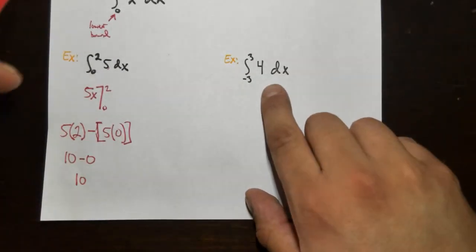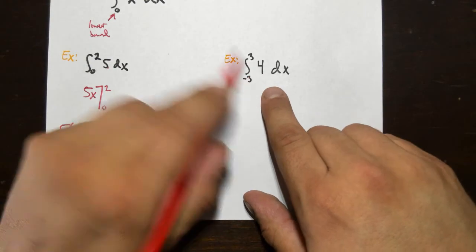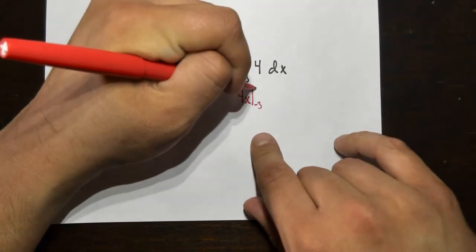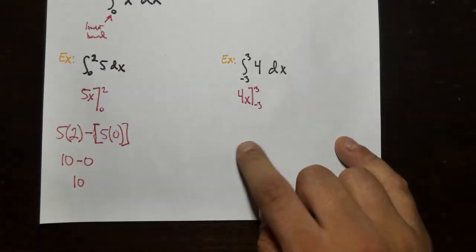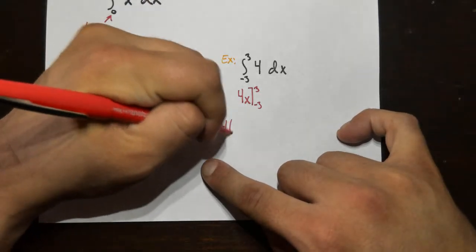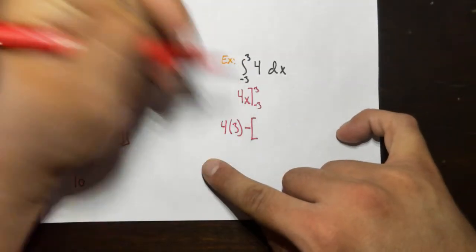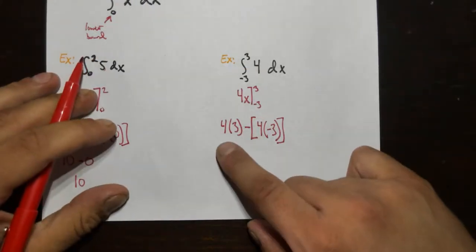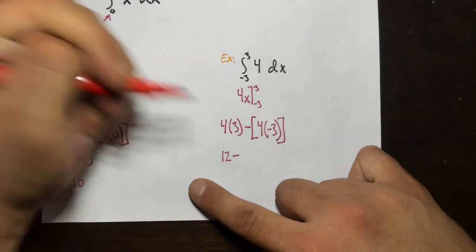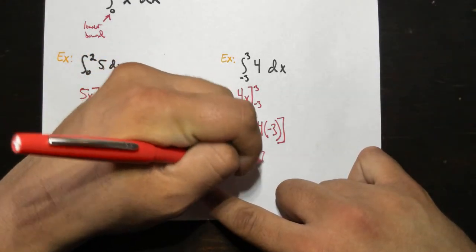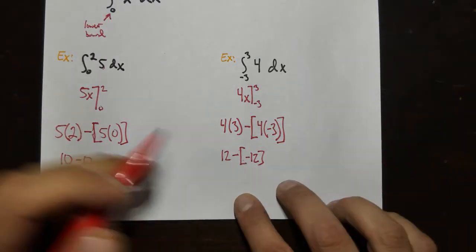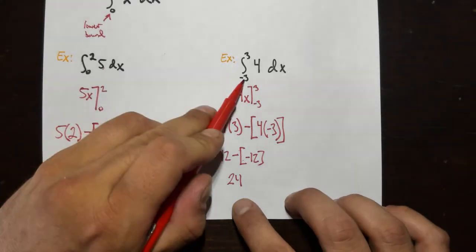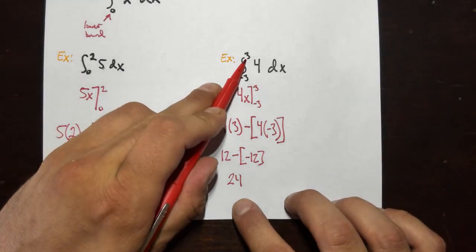So same concept. We want to take the antiderivative. We want to integrate this. So that would give us 4x. And we're evaluating from -3 to 3. And then we just plug it in. So 4 times 3 minus 4 times -3. And let's see here. That's going to give us 12 minus -12. Well, that's going to be the same thing as minus a plus. So this is going to be 24. Just like that. And that's the area under the curve from x equals -3 to x equals 3.